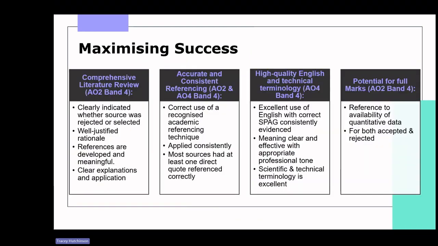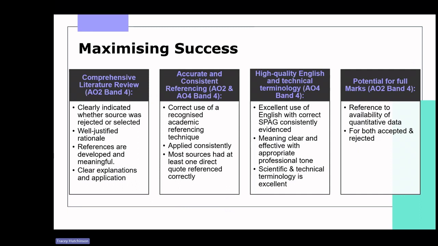So let's have a look at this grade 8 student. The Chief Examiner's commentary on the student work can be summarised and cross-referenced with the grade boundaries. So the first key area is the comprehensive literature review. So this is your AO2, and there's evidence of that Band 4 criteria.